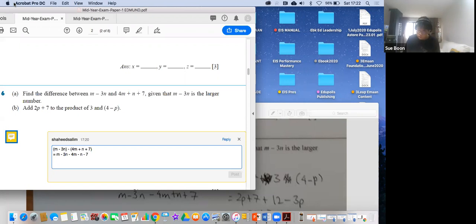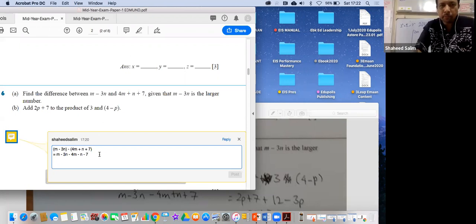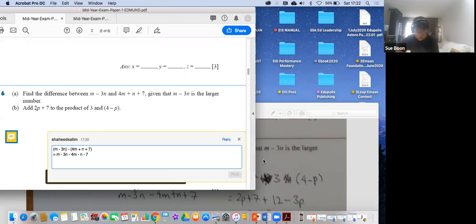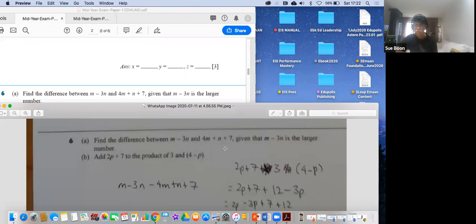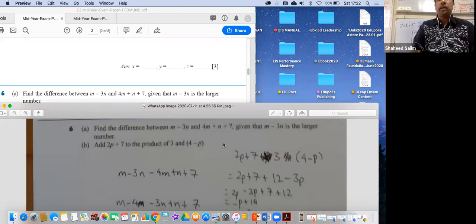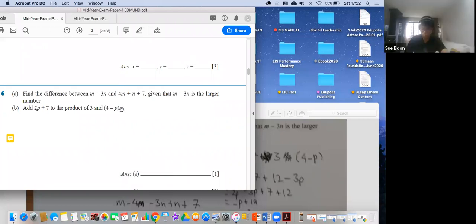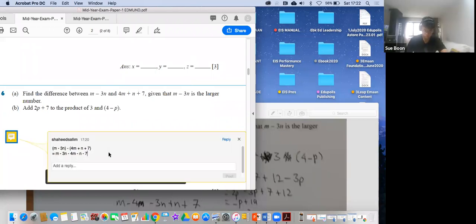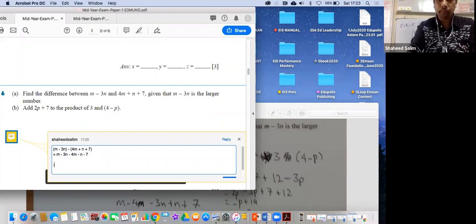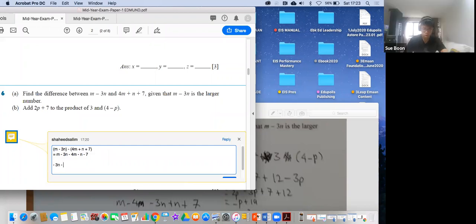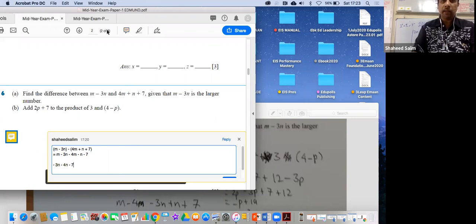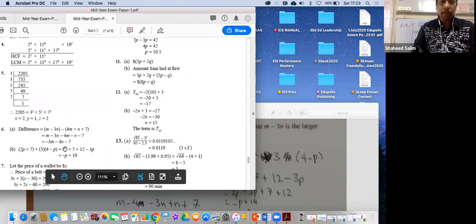3m minus 4n minus 7. 3m, m minus 3n, 4n. Can you write your answer here? 3m minus 3n minus 4n minus 7. Let us see. Minus 3n minus 4n minus 7.